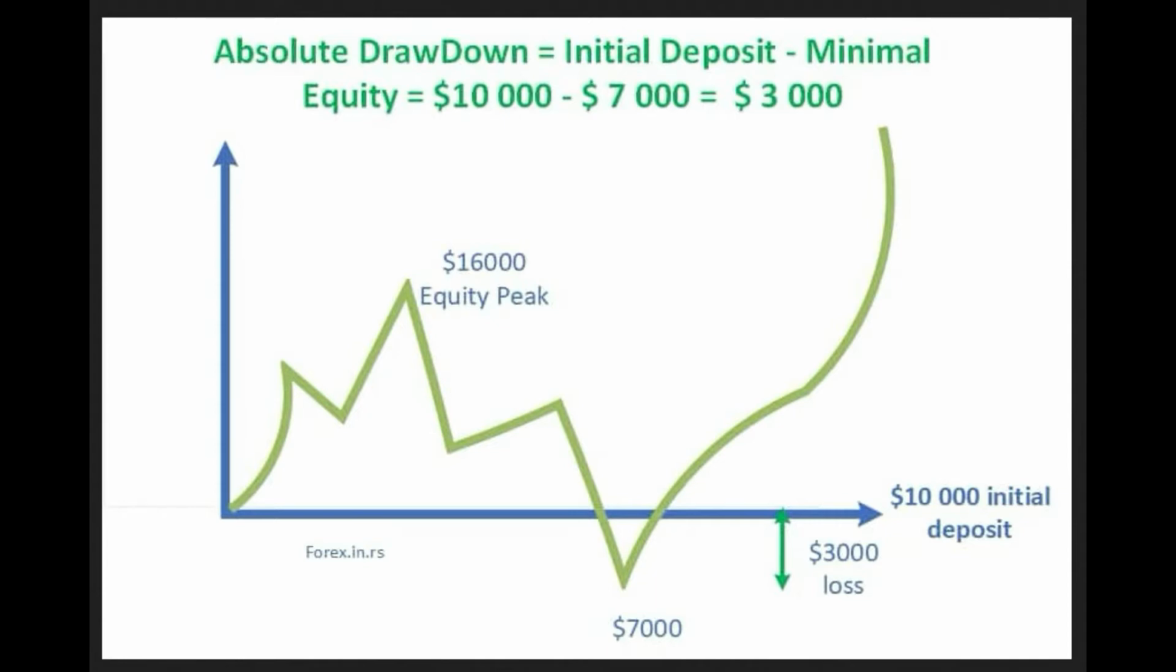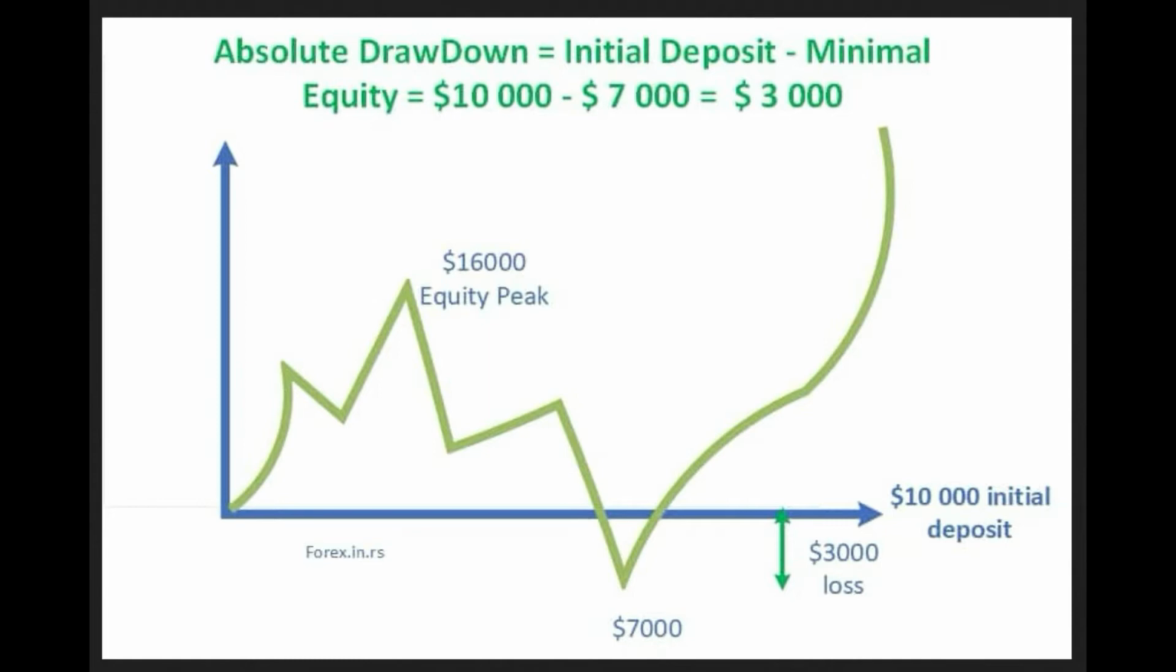And what is the absolute drawdown? As we can see, it's a value that we compare with the initial deposit. So if you had a portfolio, started with a $10,000 initial deposit, and at one moment you went $3,000 below your initial deposit, your portfolio value is $7,000. We are talking about absolute drawdown, and your absolute drawdown value is $3,000. So I hope that you understand. It's a simple drawdown below your initial deposit.